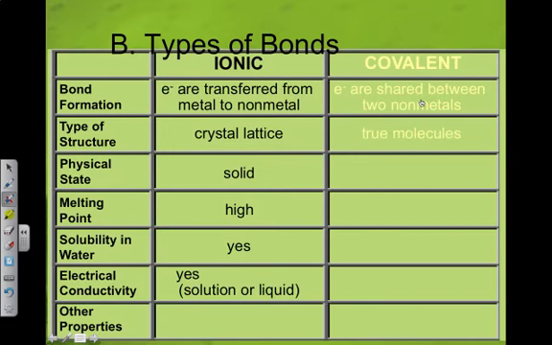We call covalent compounds true molecules because they have different shapes. We have a variety of structures that it can be. It's not just one crystal lattice. They're usually a liquid or a gas. Melting point is low. They're usually not soluble in water, but it doesn't mean that some of them won't dissolve. They're not conductive with electricity, so even if I put it into water, it's not going to conduct electricity. And a lot of covalent compounds have an odor to them.